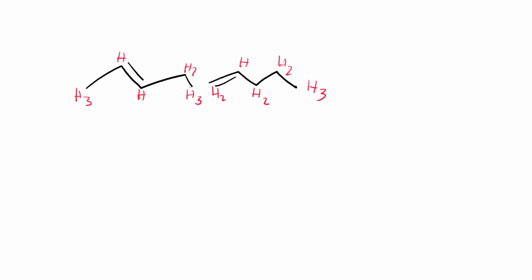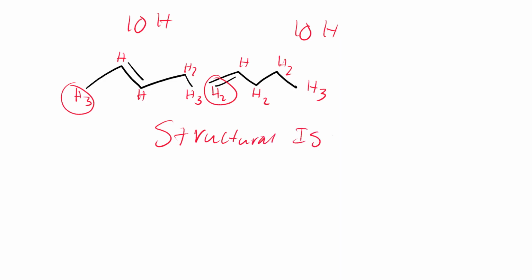So these two did not change. That one stayed the same. This one stayed the same too, and that one too. But we have an H3 and we have an H2. So that is structurally different. Do they have the same amount of hydrogens? Let's see. This is 10 hydrogens. That's also 10 hydrogens. So they have the same amount of carbons and hydrogens, but this one changed. So that must mean that this is a structural isomer. It's not a stereoisomer.